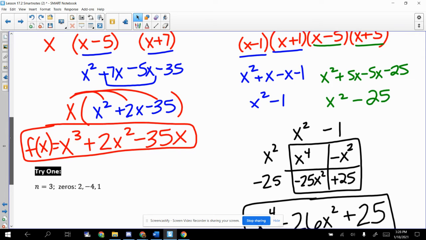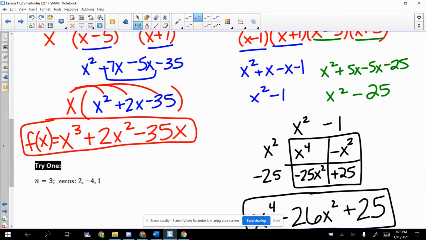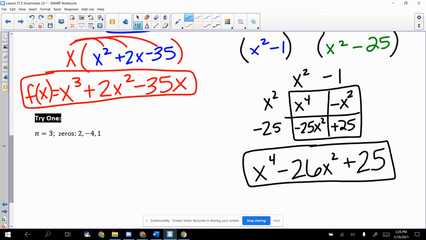Okay, so I factored both of those, but then those also needed to be multiplied. So in my final step, I took x squared minus 1 and multiplied it by x squared minus 25. And for that, I used box method. You could use either FOIL or box method for all of these so far. And so I ended up getting x to the fourth power minus 26x squared plus 25 when I multiplied those. Okay. Awesome. If you want some extra practice, you can go ahead and try this one here. Okay, it's a third degree with zeros at 2, -4, and 1.